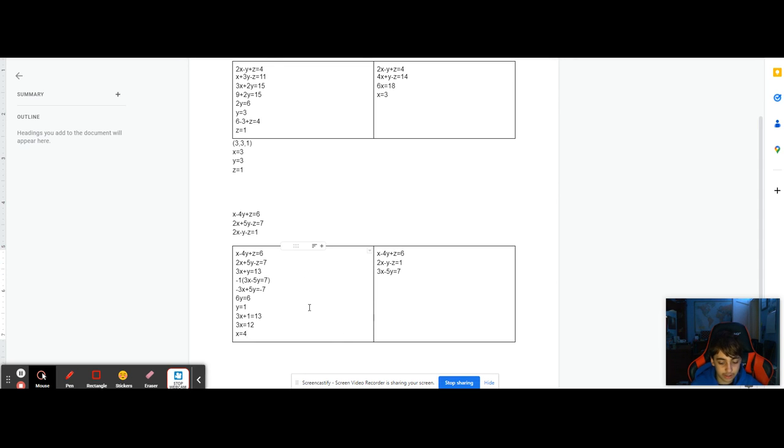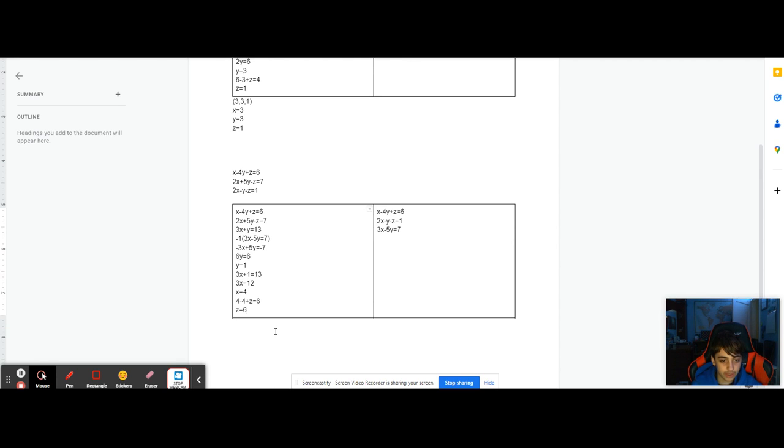So let's plug this into one of the original equations. Okay, let's plug it into this one like I usually do. So x, that's 4, minus 4y, that's just 4. Plus z, we're solving for that, equals 6. Move some stuff around. 4 minus 4, that's 0. That cancels out, so just z equals 6.